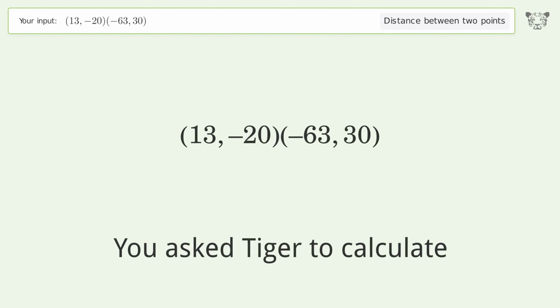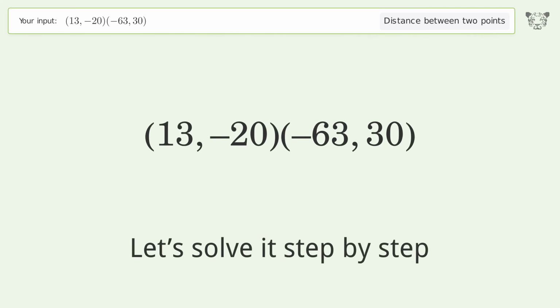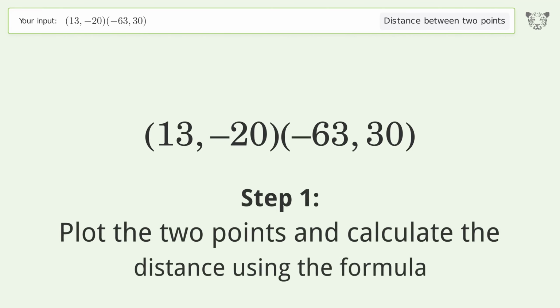You ask Tiger to calculate. This deals with the distance between 2 points. The distance between the 2 points is the square root of 8,276, or 90.973. Let's solve it step by step. Plot the 2 points and calculate the distance using the formula.